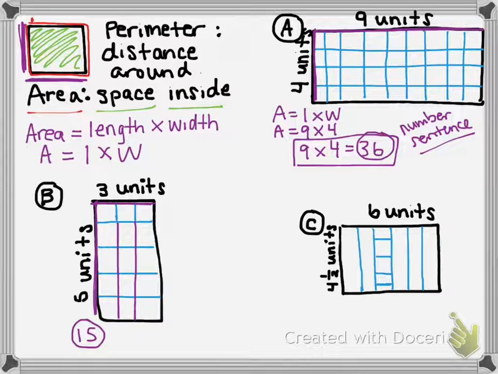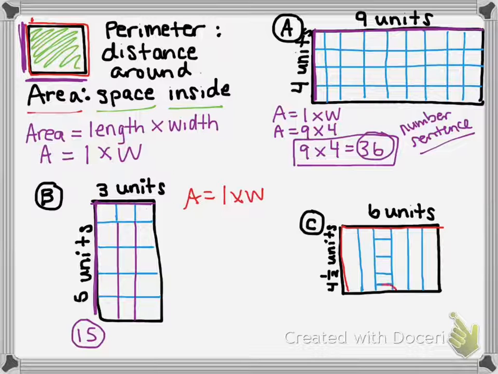Let's move on to our last example. Rectangle C is a tricky one, but it will definitely help you with the rest of your assignment. Let's start by writing our formula for area. Area equals length times width. The length of this rectangle is 6 units. And the width is 4.5.